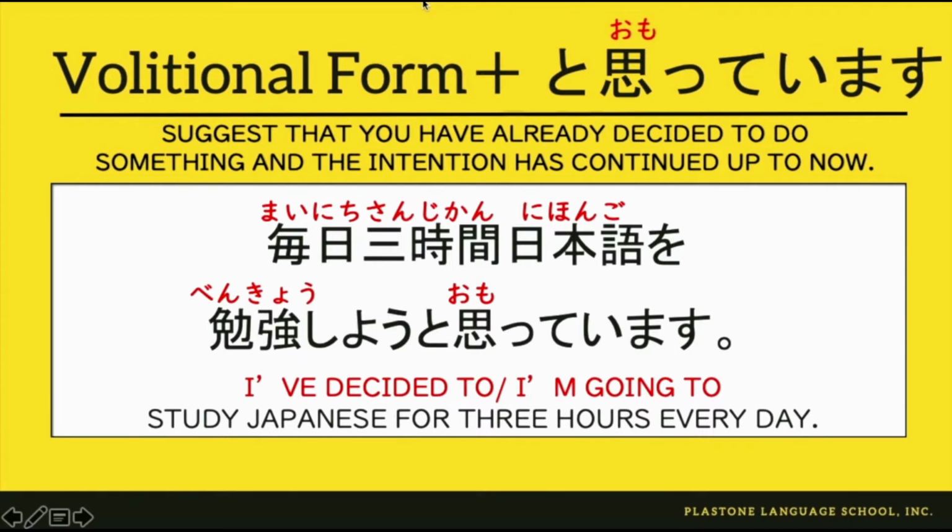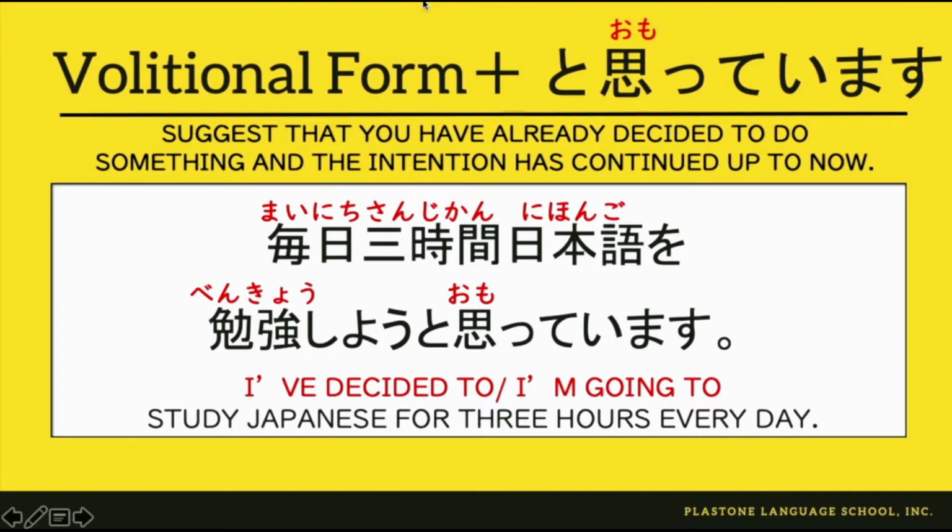Mainichi 3 jikan Nihongo o benkyou shiyou to omotte imasu. So in here, instead of benkyou shimasu, ginawa natin siyang benkyou shiyou plus the phrase to omotte imasu. So it means I've decided or I'm going to study Japanese for 3 hours every day.